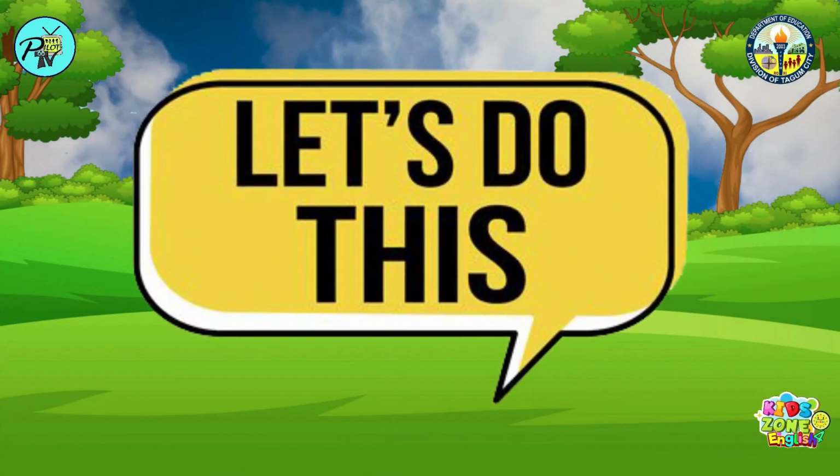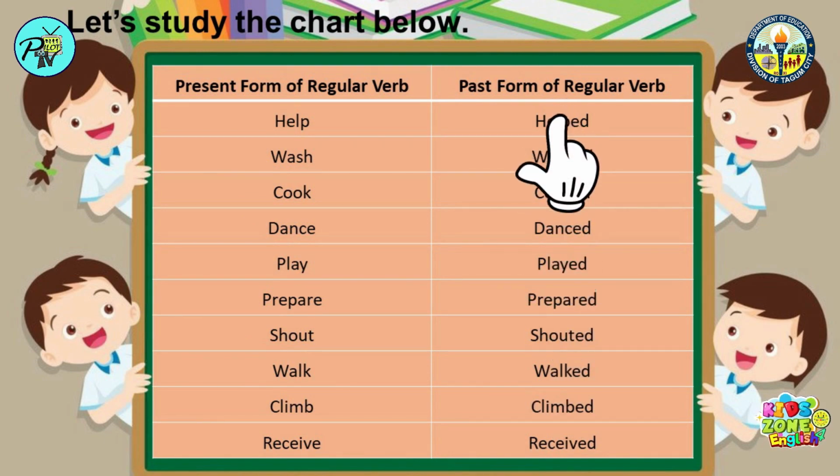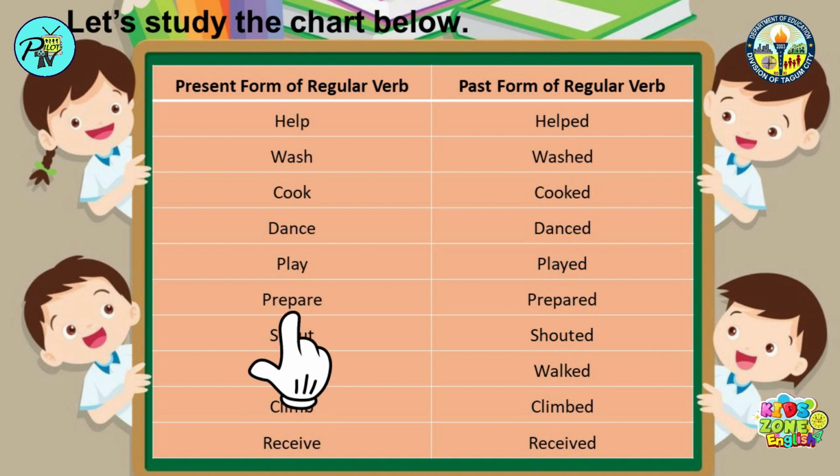Let's study this chart. Column A, present form of regular verb. Column B, past form of regular verb. Help, helped; wash, washed; cook, cooked; dance, danced; play, played; prepare, prepared; shout, shouted; walk, walked; climb, climbed. Receive, received. Thank you, Teacher Abby, for that very comprehensive explanation.